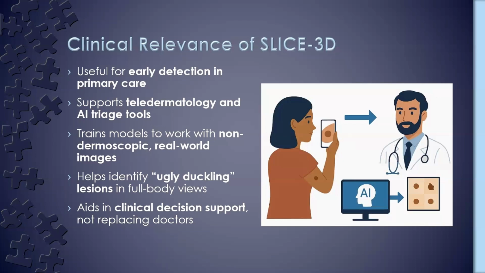Because the dataset includes all lesions on a patient, not just the suspicious ones, it also supports using the ugly duckling sign, a clinical method where the odd one out is picked. Importantly, SLICE-3D helps create decision support tools that assist but do not replace clinicians. It's about giving doctors better tools, especially in places where resources are limited.